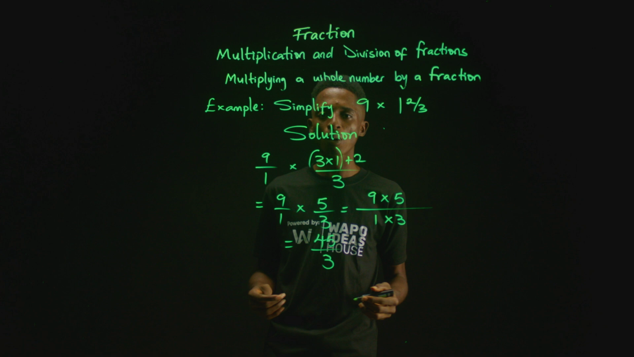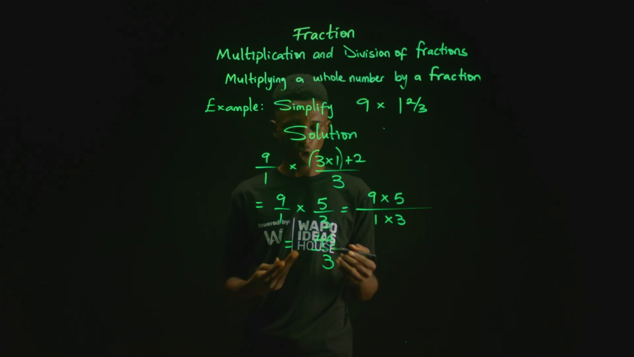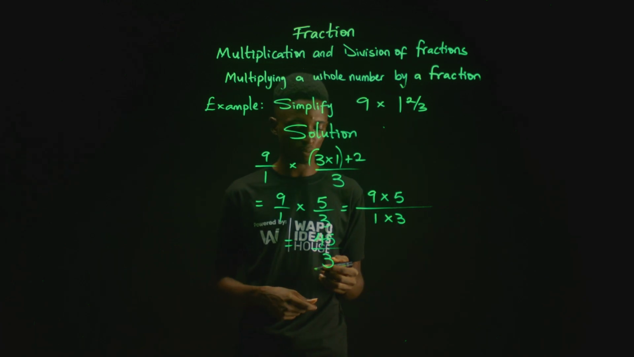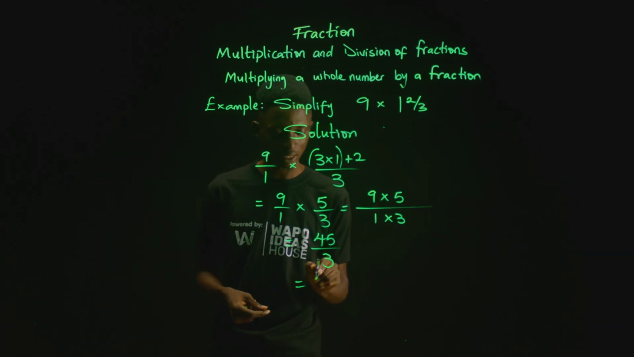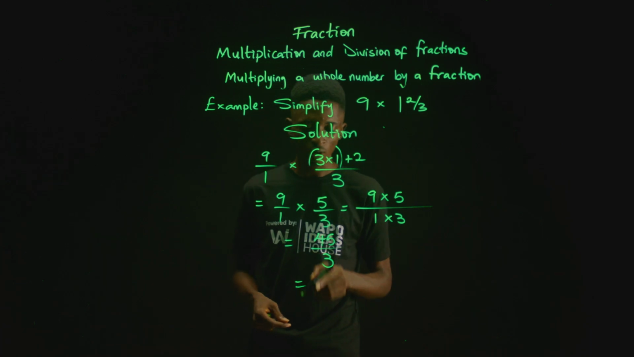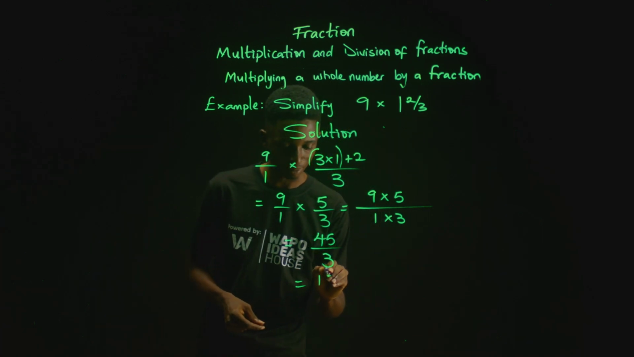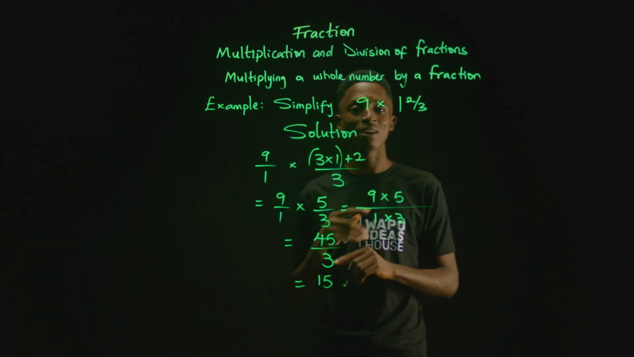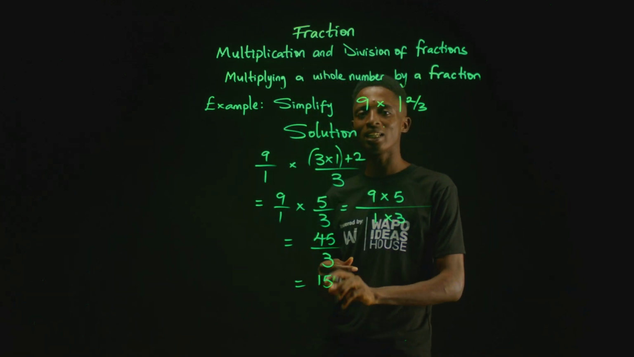Now, this is an improper fraction which we would solve. We have to simplify this. So we divide through by 3 because 3 is a factor to both of them. So what we'll have is that 3 would go in 45 15 times, because 3 multiplied by 15 is 45 and there is no remainder. So our final answer is 15.